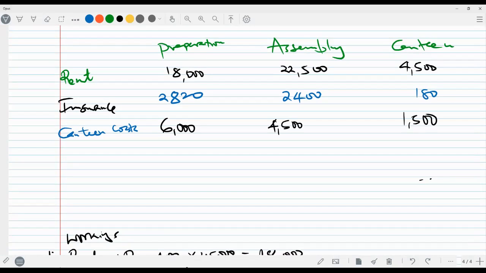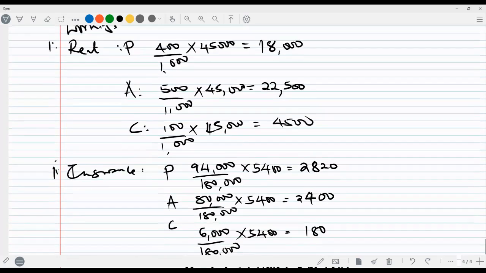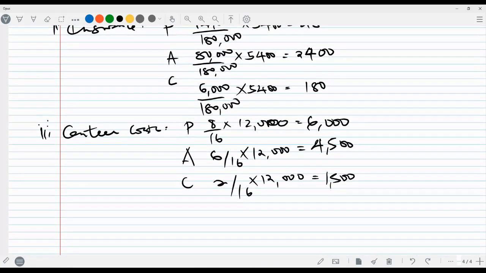And then the last overhead is electricity, the cost of electricity, which we were told is equal to 40,000. This is very easy. We allocate based on the power consumption. So, working for electricity: preparation, assembly, and canteen.